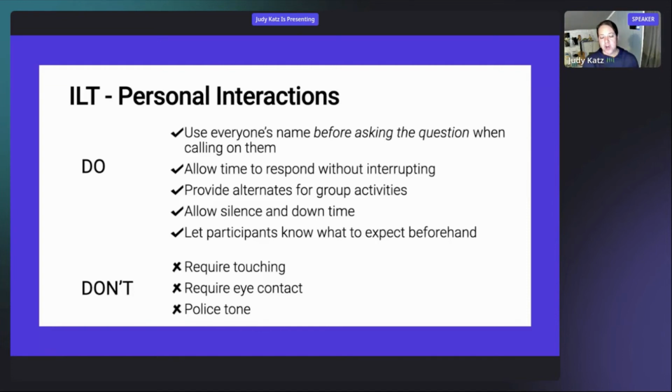Don't require touching, don't require eye contact, and don't police people's tone. So if they are being very direct, then take that for what it is, and try not to be offended by the tone, because this is something that happens quite commonly, and particularly autistic people get called rude whenever we're just being direct. So try to ease up on that. Also, don't touch somebody without their permission or as a surprise, and don't require eye contact.